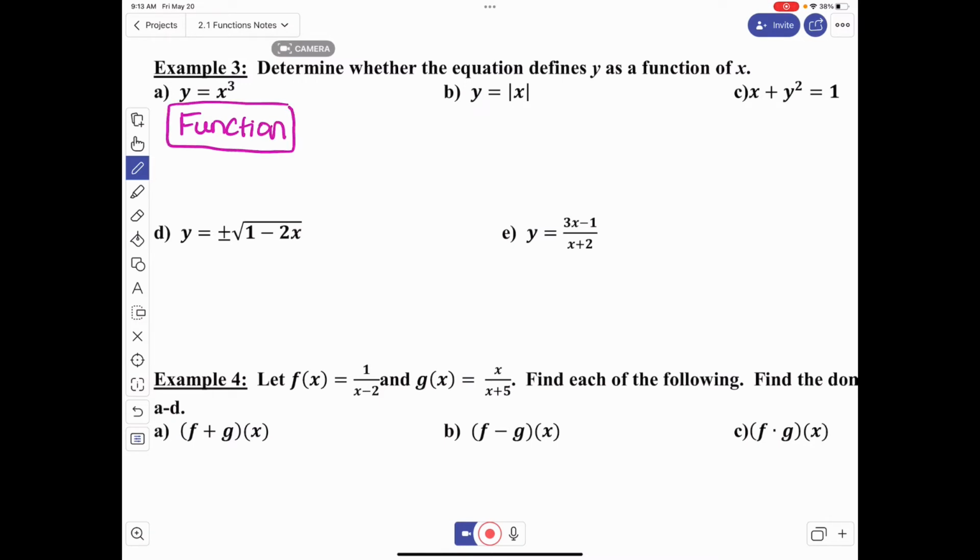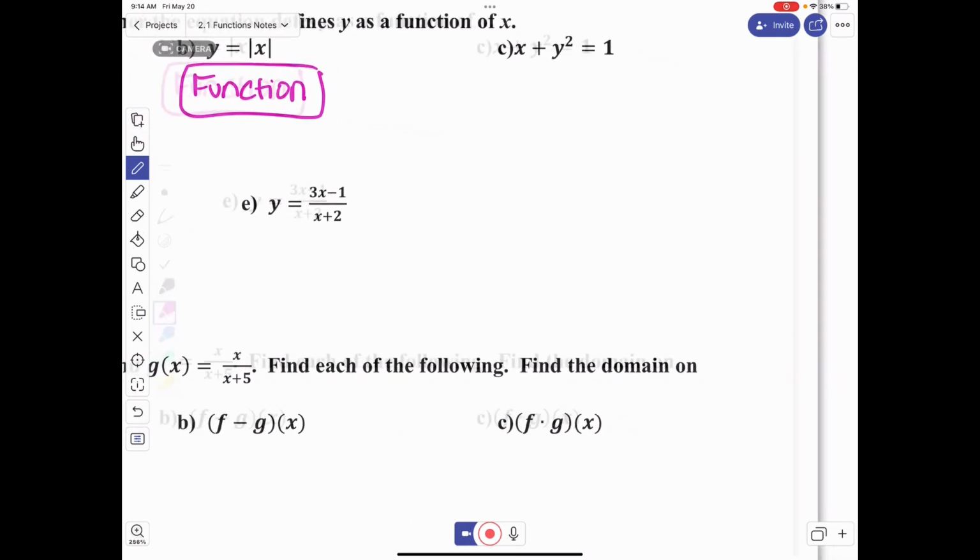Okay, so for B, again, think about plugging in numbers. If I plug in negative 1, I'm only going to get a positive 1. I plug in one answer, I'll only get one answer. I plug in 1, I get positive 1. I still only get one answer. Even though they're the same, that's okay, but I'm only getting one answer every time I input something. So again, this is a function.